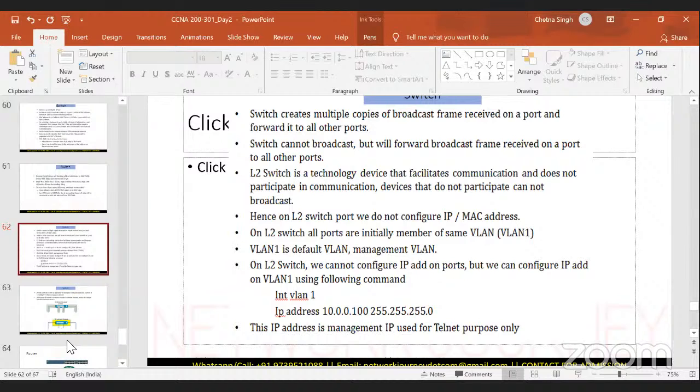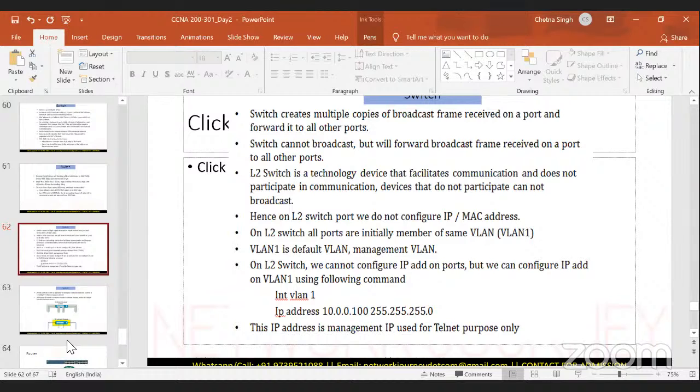The second thing I say here is that a switch cannot broadcast, but will forward the broadcast frame received on all other ports. What does this mean? It cannot broadcast just means that it will not play with any of the contents of the frame. It has no way to change or modify the contents of the frame. When I talk about broadcast, you need to understand that the switch has no right to manipulate any content of the frame. It will forward the broadcast frame whenever the MAC address FFFF is in the frame.